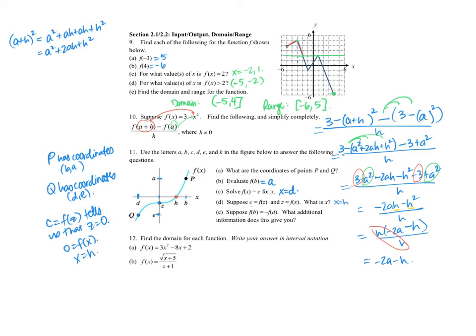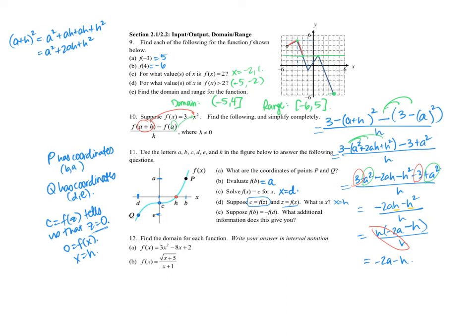Okay, so that one was kind of 2 steps there. First we had to look at this and figure out what z was. So if c is f of z, that tells us that z is 0. And then if I set 0 equal to f of x, I can find that the function value is 0 when x is h.